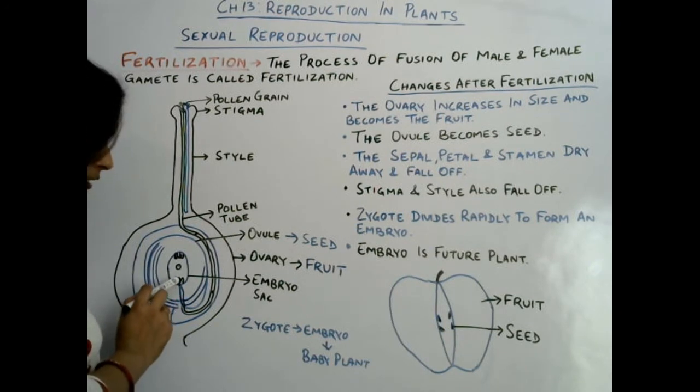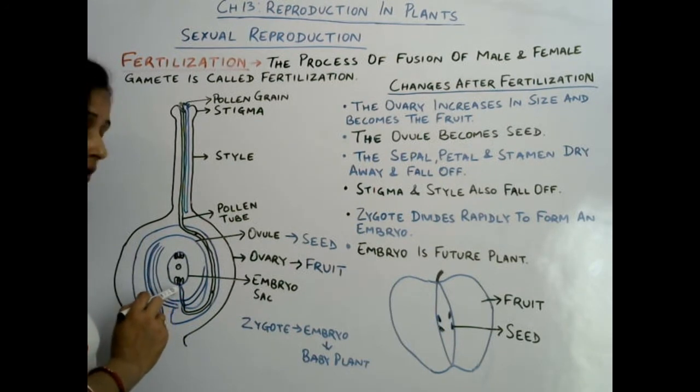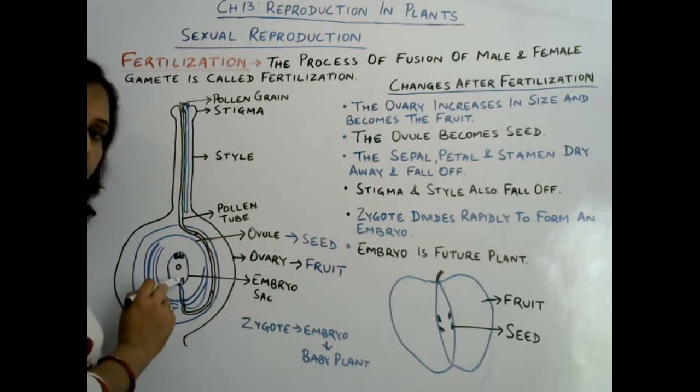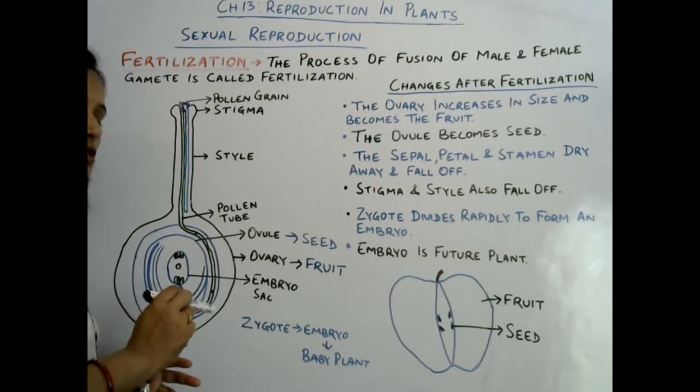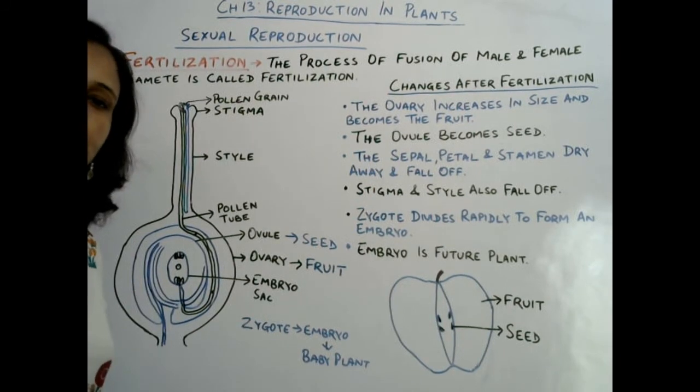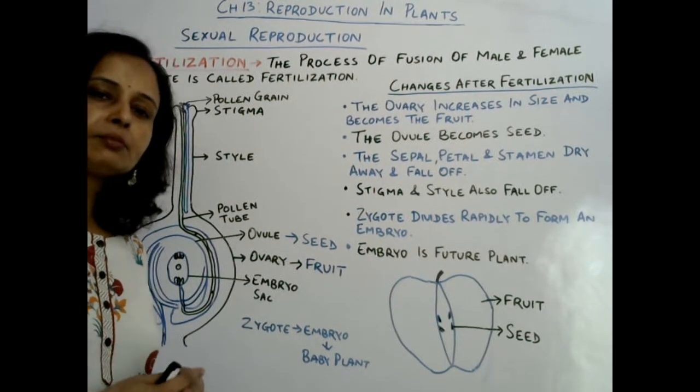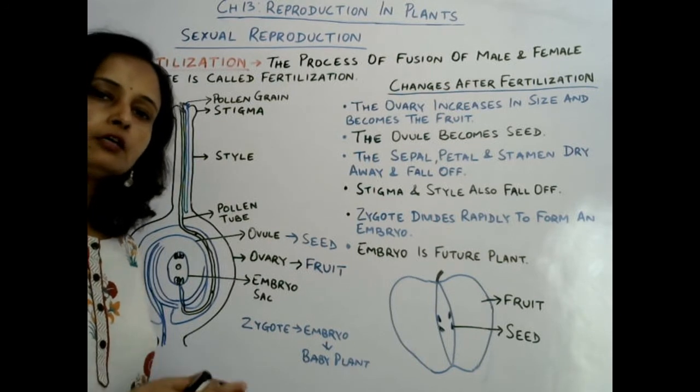Inside our embryo sac the female gamete is found. Finally, the male gamete reaches here and fuses with this female gamete. So this is what fertilization is. Fertilization is fusion of male gamete and female gamete inside the ovule.